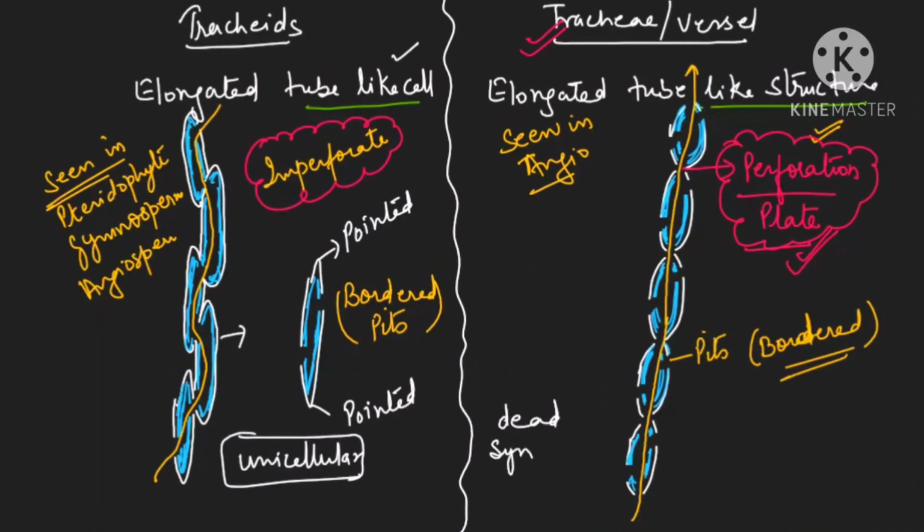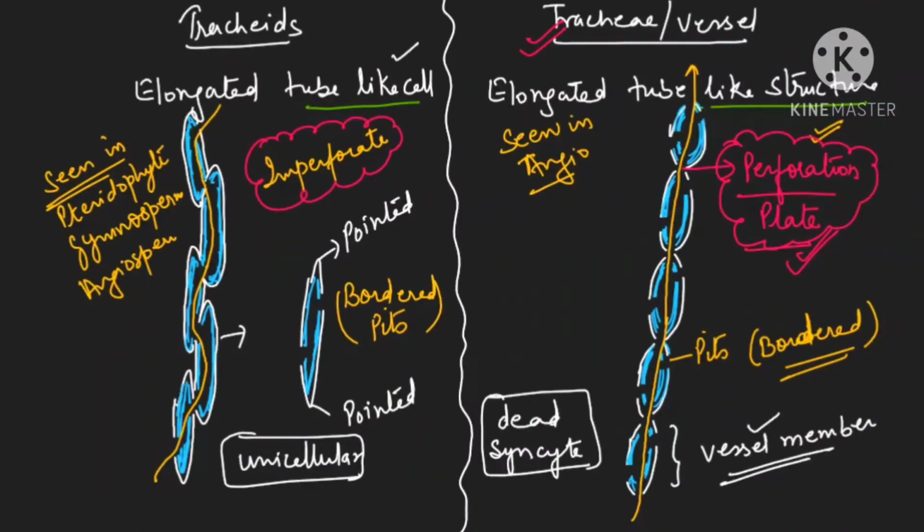Syncytium means fusion of cells, but here it's a fusion of dead cells. Is it clear? An individual member, this one member, is known as a vessel member. Again, it's an important line of NCERT. Is it clear?